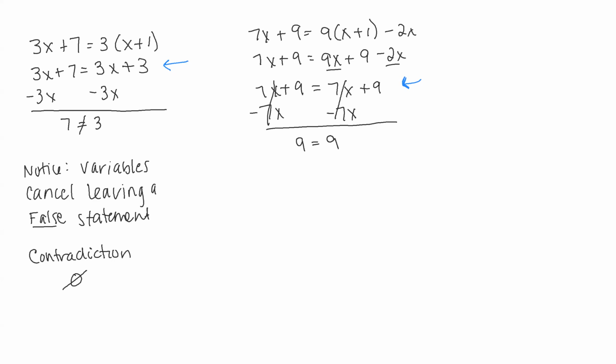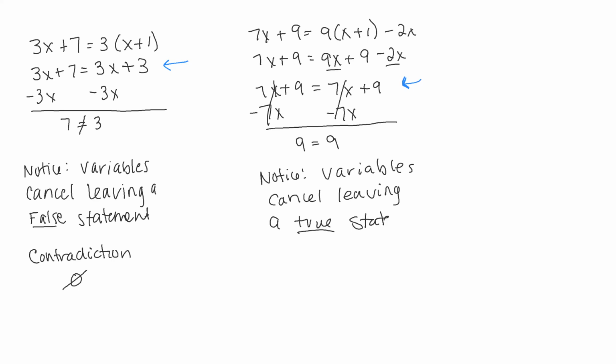So notice, the variables cancel. They all disappear, leaving a true statement. When this happens, when your variables all cancel out and you're left with a true statement, that tells you you have an identity. And the solution is everything, x, such that x is all real numbers.